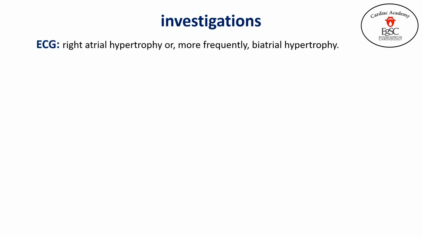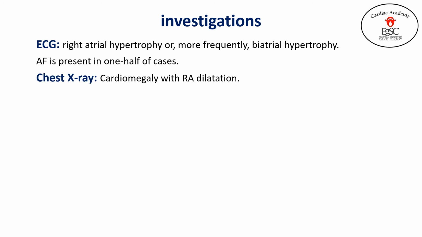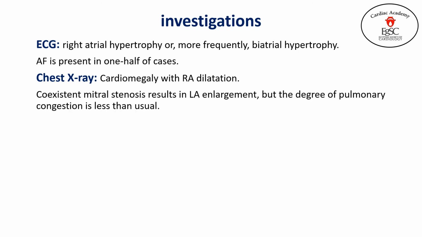The ECG usually shows right atrial hypertrophy or more frequently biatrial hypertrophy. AF is present in one half of cases. Chest X-ray usually shows cardiomegaly with right atrial dilatation. Coexistent mitral stenosis results in left atrial enlargement, but the degree of pulmonary congestion is less than usual in the presence of mitral stenosis.